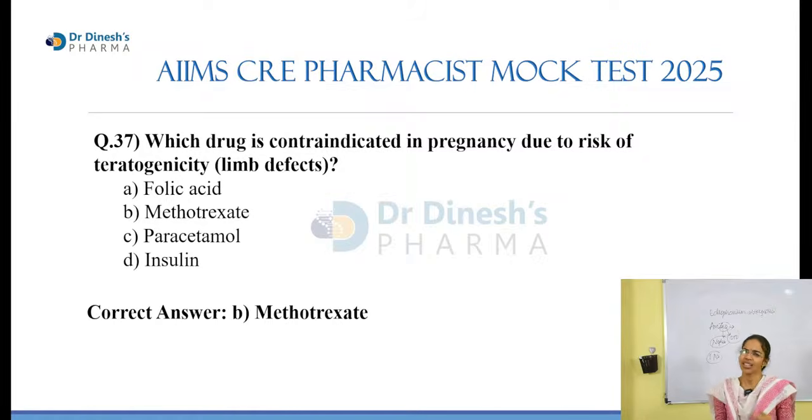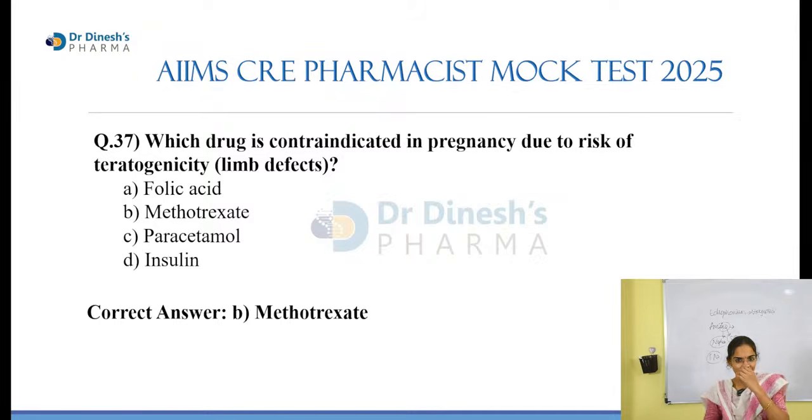So folic acid. No one on this earth can say that folic acid is contraindicated in pregnancy, because it is most widely used in the first trimester and also before pregnancy. Folic acid is an important nutrient which is regularly used during pregnancy. The next option is paracetamol.